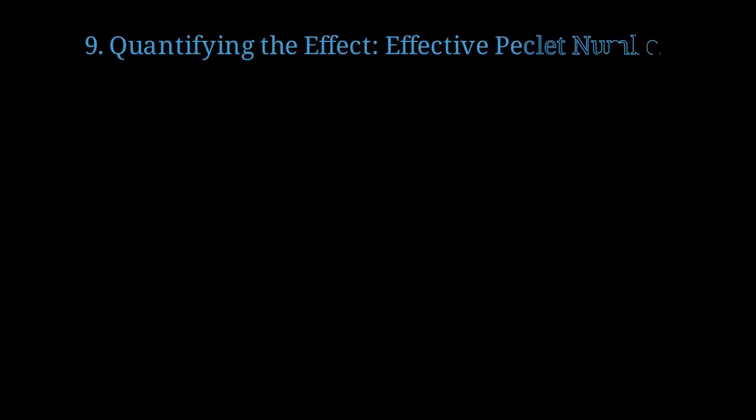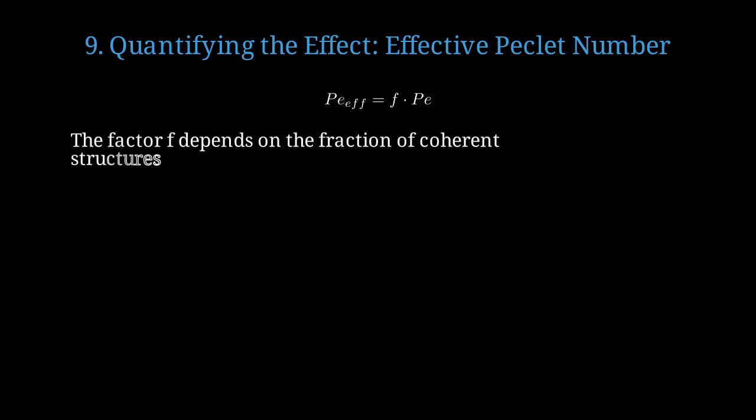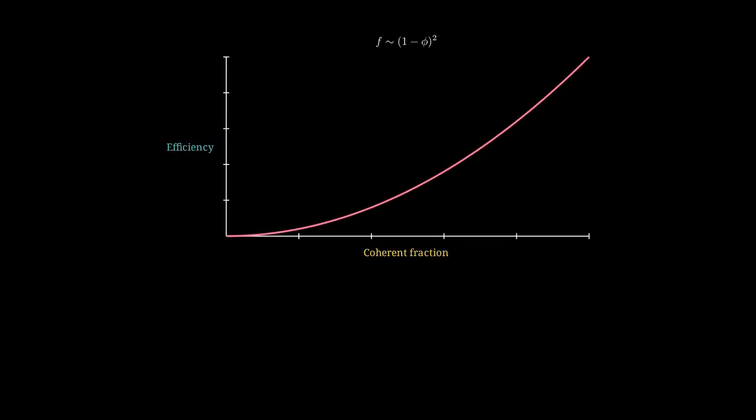We can quantify the impact of coherent structures through an effective Péclet number. The effective Péclet number equals a reduction factor F times the nominal Péclet number. The reduction factor F depends on what fraction of the flow domain is occupied by poorly mixed coherent structures. If phi is the fraction of area in coherent structures, mixing efficiency drops roughly as 1 minus phi squared, showing quadratic degradation. Even if only 10% of the domain contains coherent structures, mixing can be reduced by a factor of 5 or more. Let's work through a concrete numerical example demonstrating the anomaly.